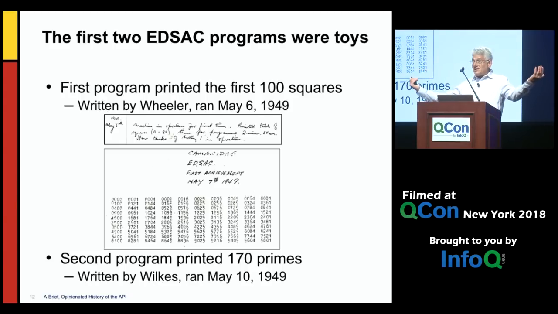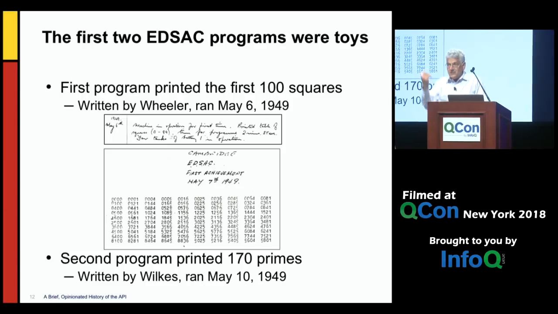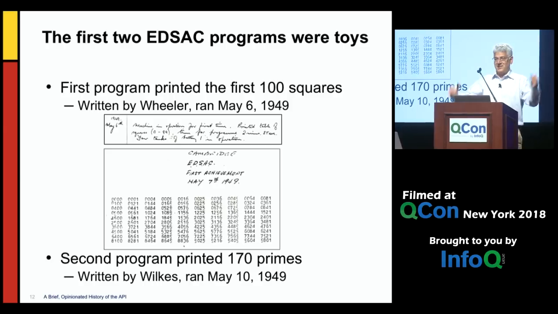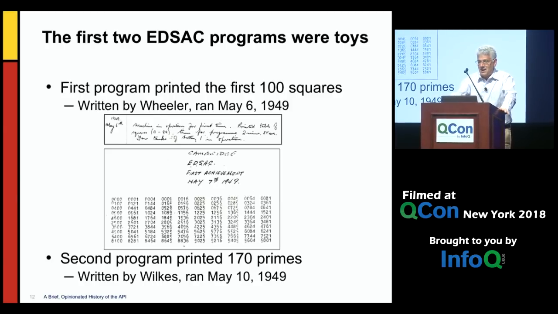But that was fast, because how did you do a table of squares before that? You did it by hand or with a mechanical calculator. So, it would have been half an hour's work. So this was earth-shattering at the time. The second program, written just a few days later, printed the first 170 primes, and it was written by Morris Wilkes himself. The first one was written by his PhD student, whose name was David Wheeler.